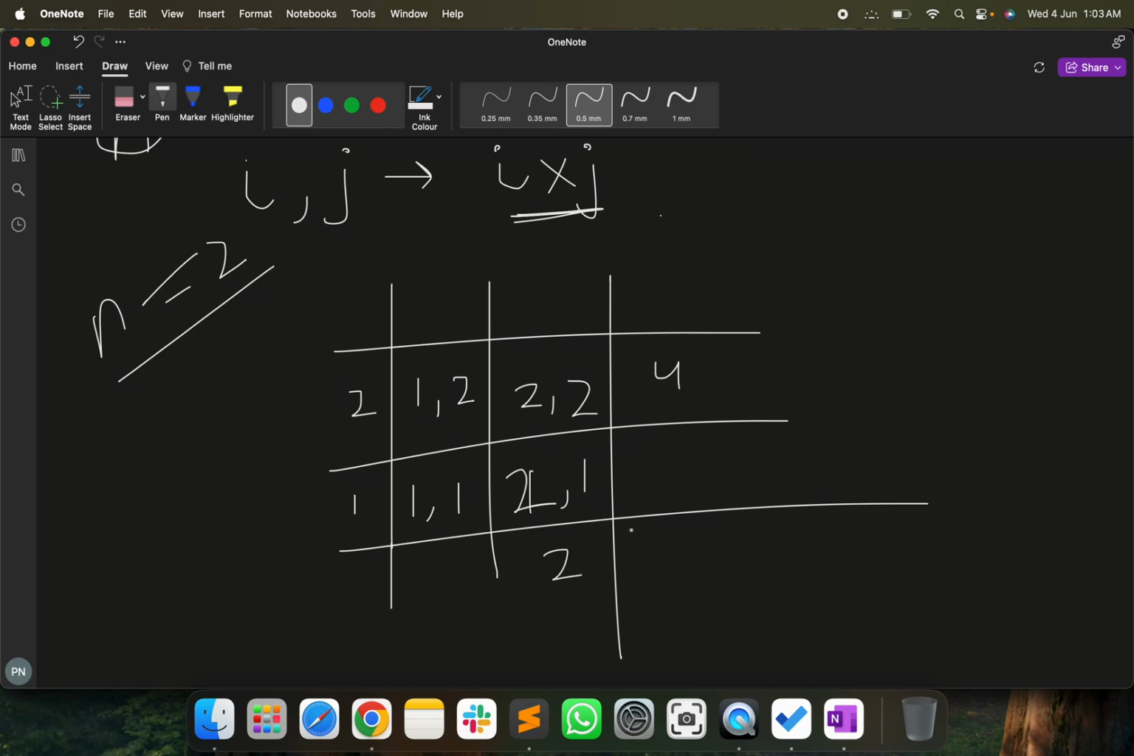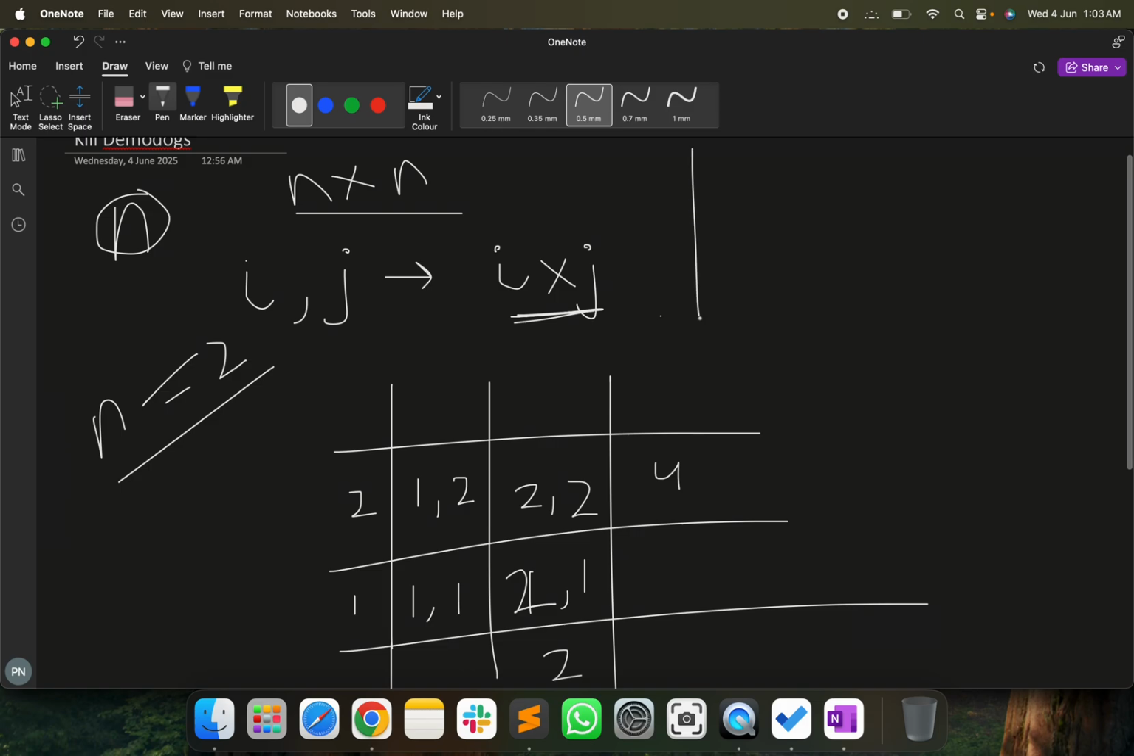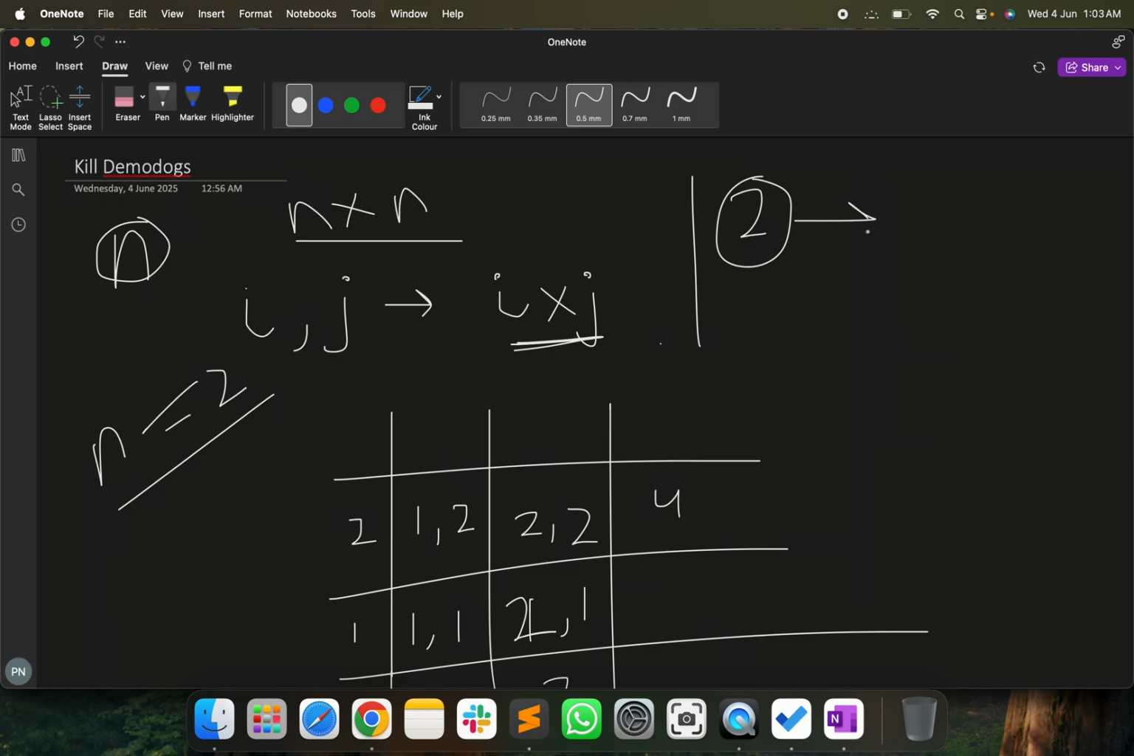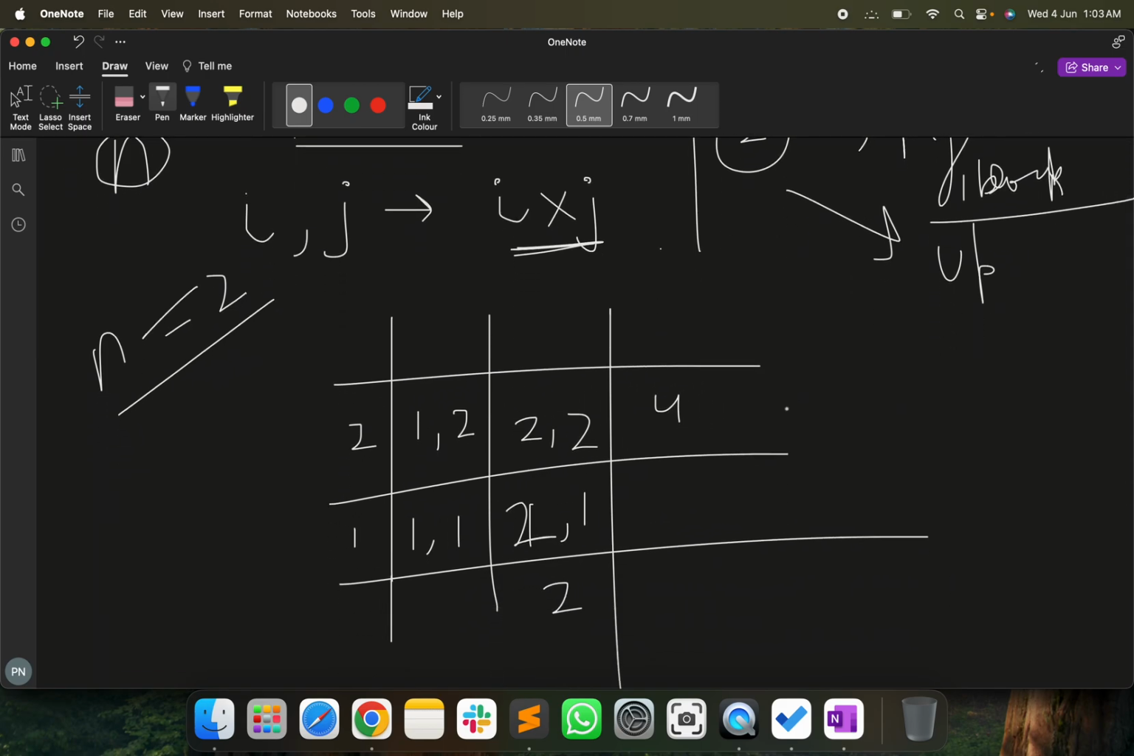Now let's talk about how we can move. There are two ways we can move. First, we can move to the right, or we can move up, by one block. Why one block? See, by one block we can move either right or up.